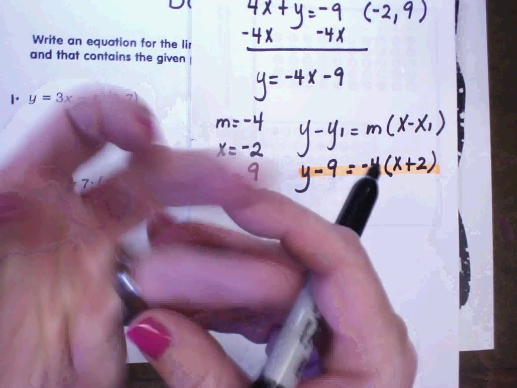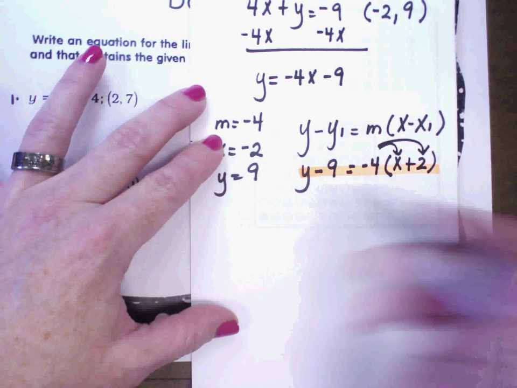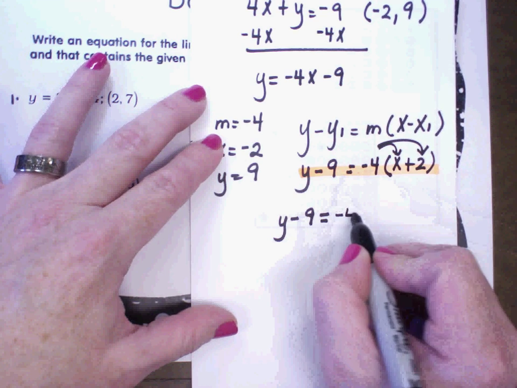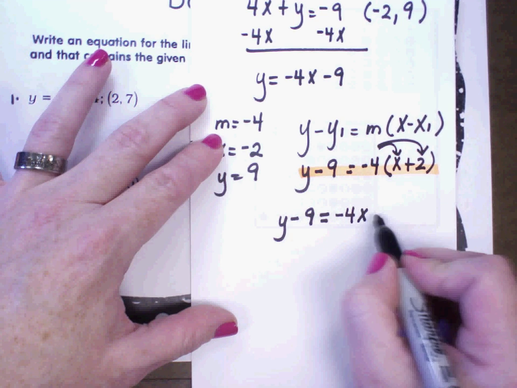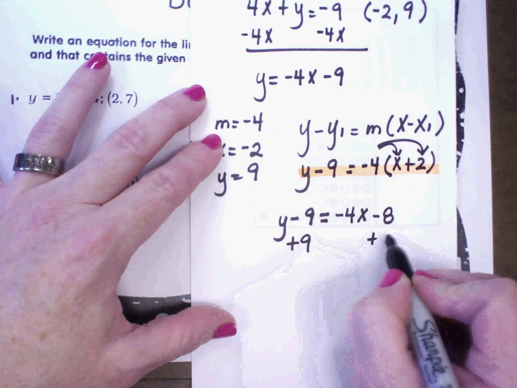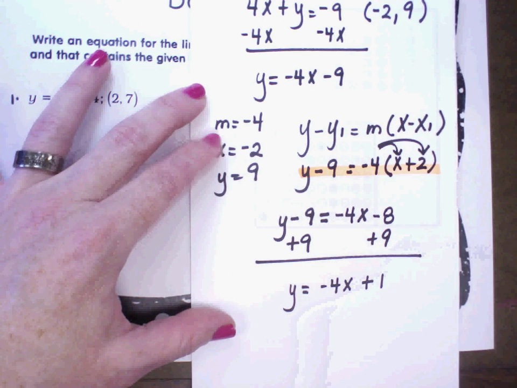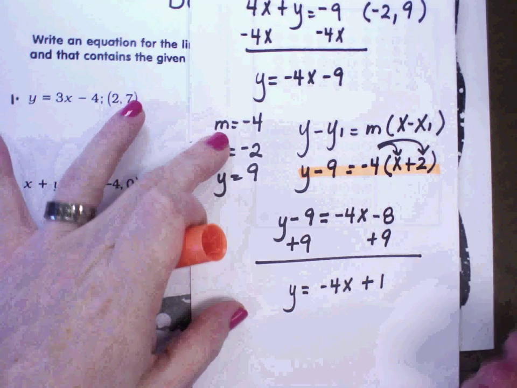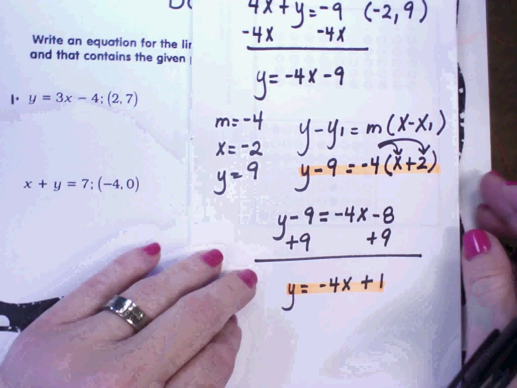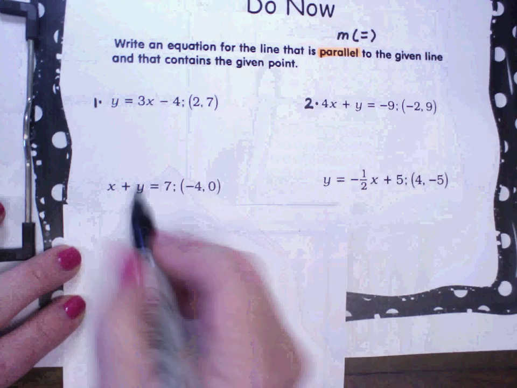All right. Now, if I want to turn it into slope intercept, I need to distribute the 4. Not the x, the 4. What is negative 4 times x? Negative 4x. What is negative 4 times 2? Negative 8. And then to get rid of that minus 9, I'm going to add a 9. So y equals negative 4x plus 1. That's if you want it in that form, okay? You don't have to. You could have just stopped there. All right, let's do number 3.